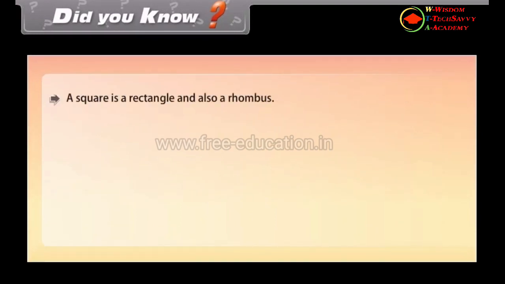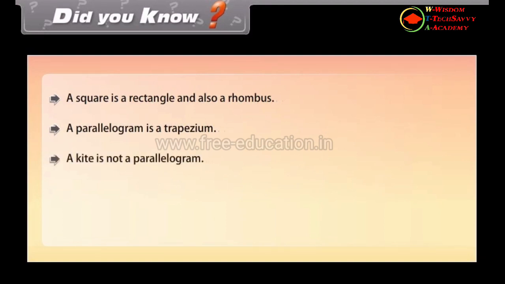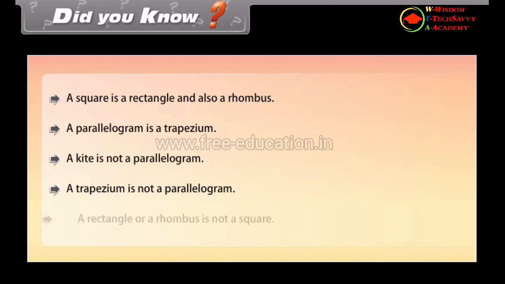Did you know? A square is a rectangle and also a rhombus. A parallelogram is a trapezium. A kite is not a parallelogram. A trapezium is not a parallelogram. A rectangle or a rhombus is not a square.